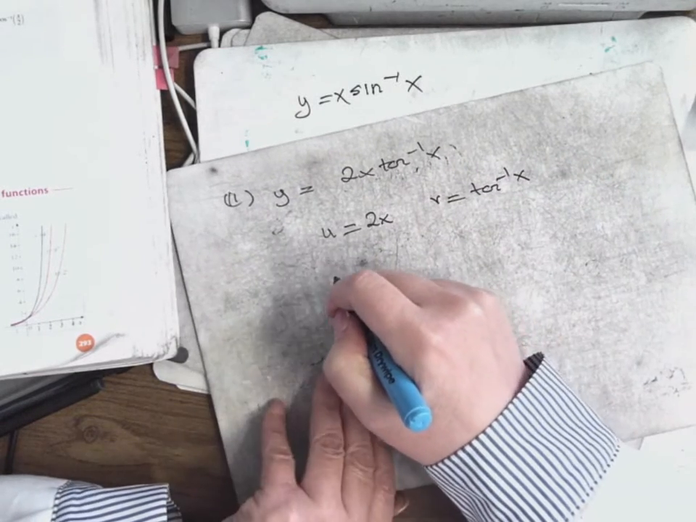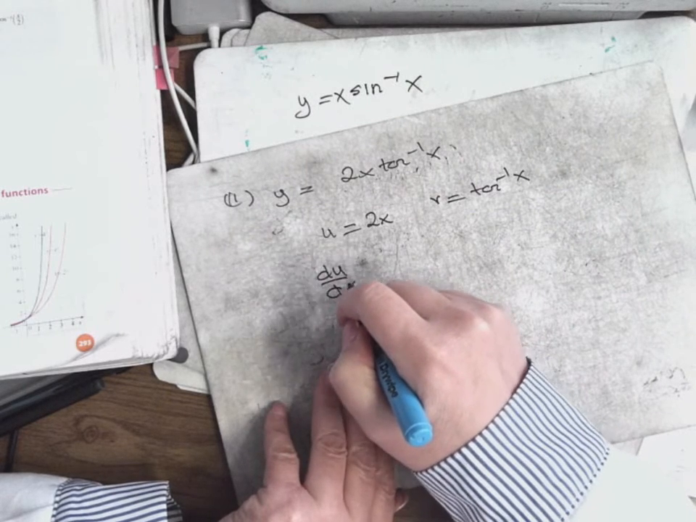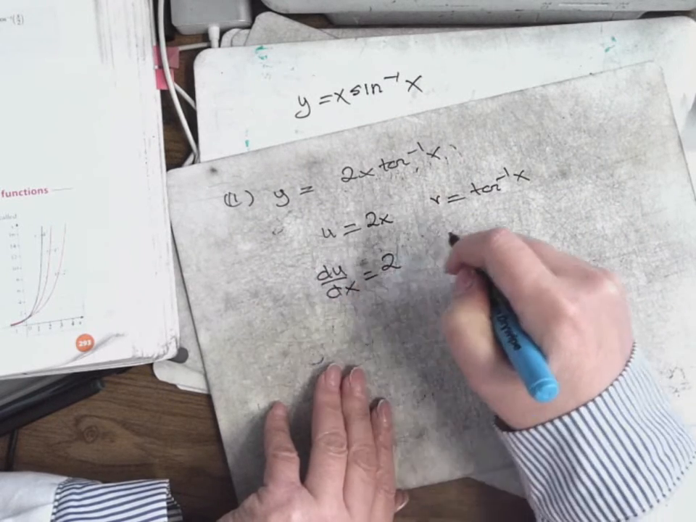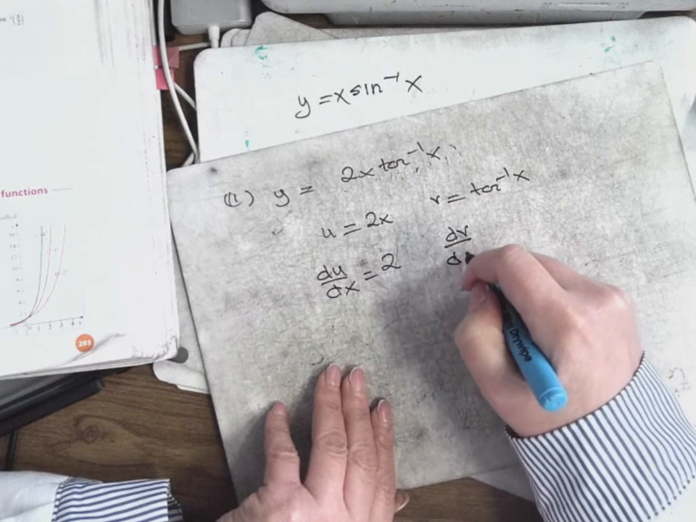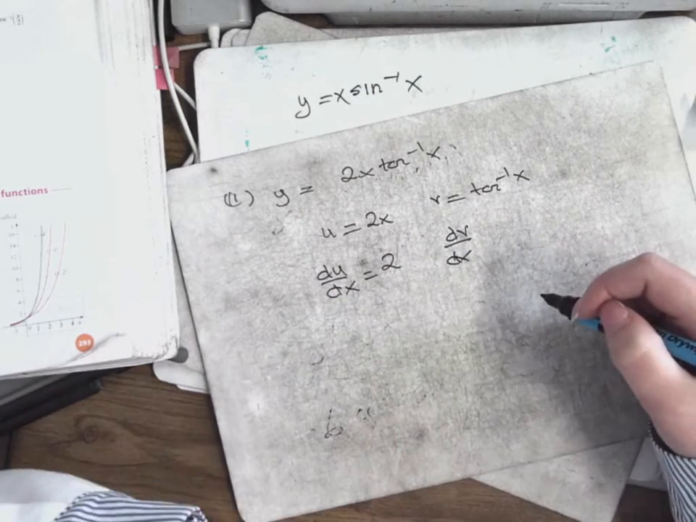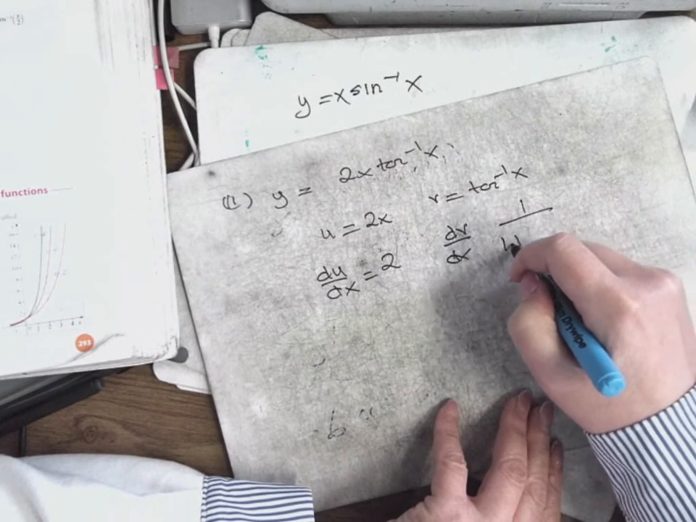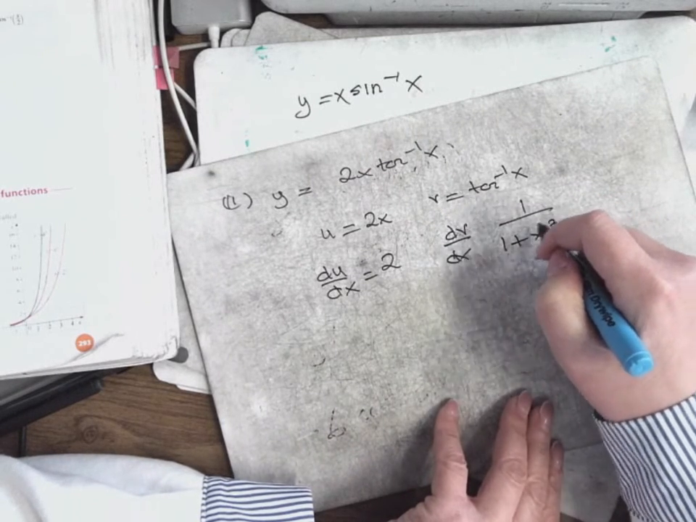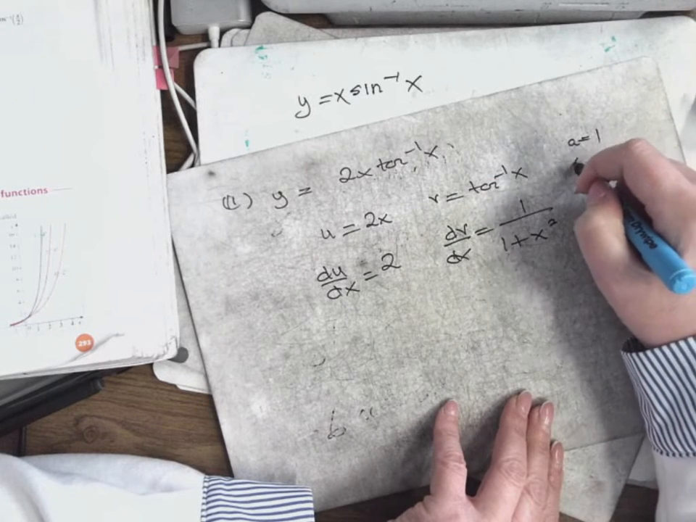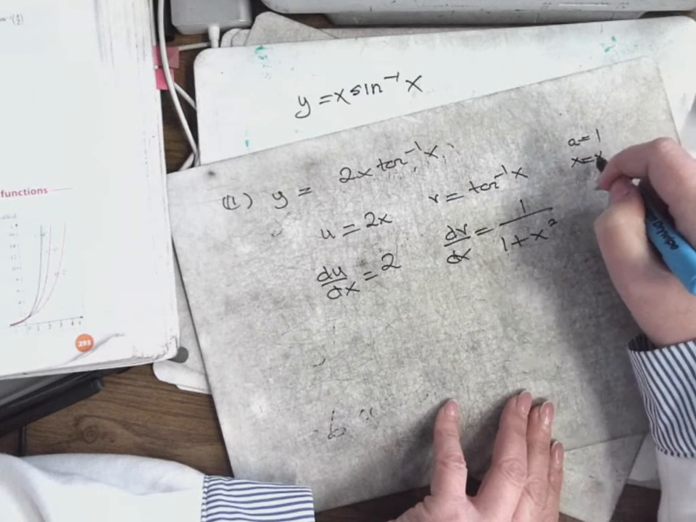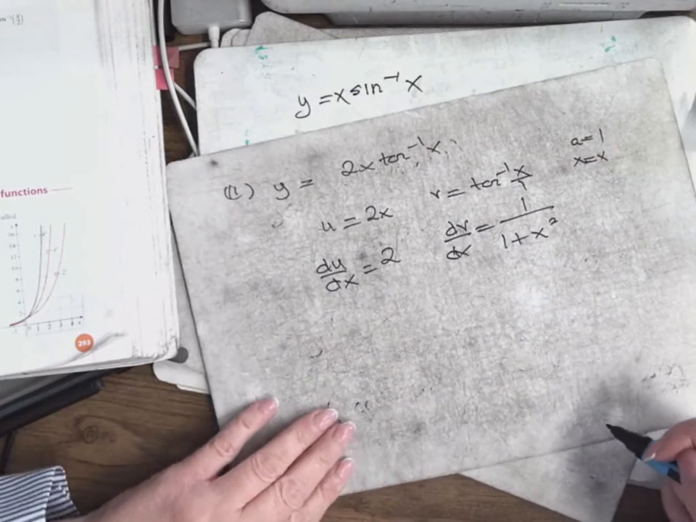Right, du dx is equal to 2. And dv dx is equal to, a is 1, x is x. So 1 all over 1 squared plus x squared. Okay, so I'm filling in a is 1 and x is x. Is that alright? Okay, so I just filled that into the formula.